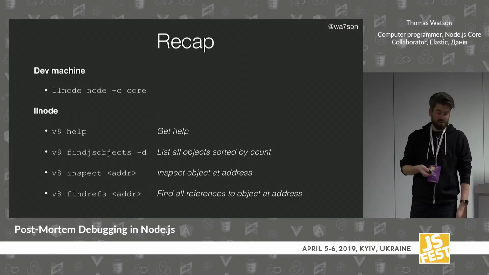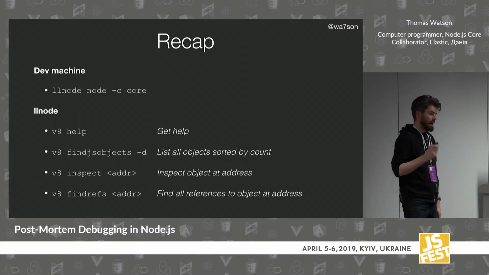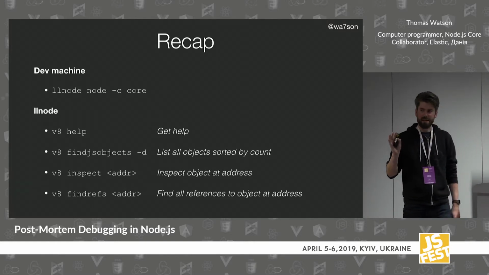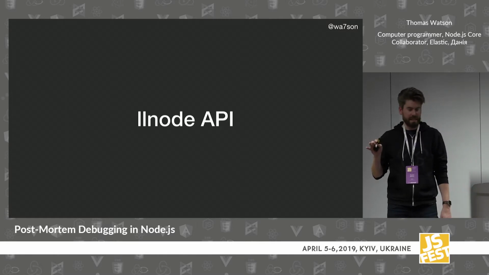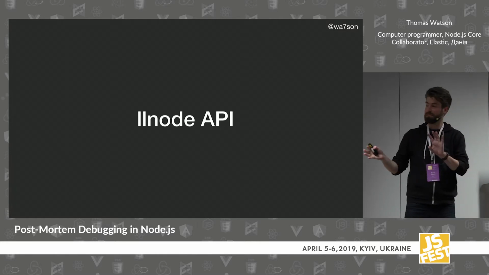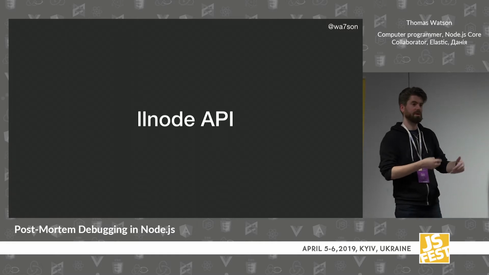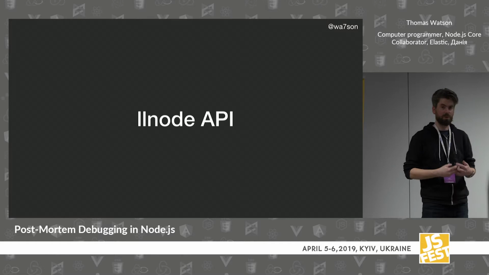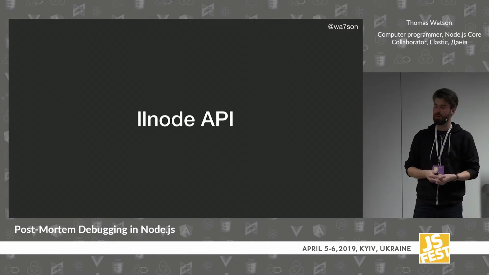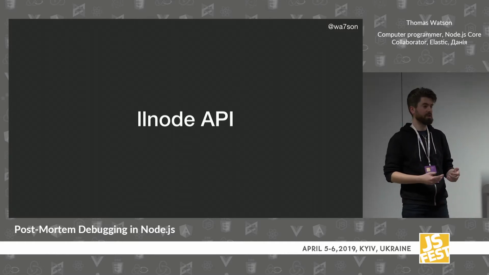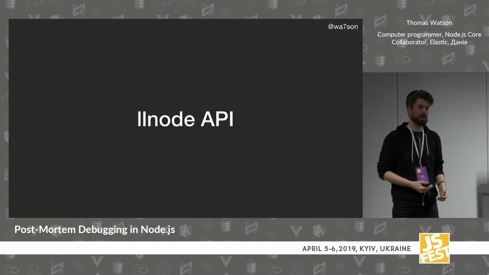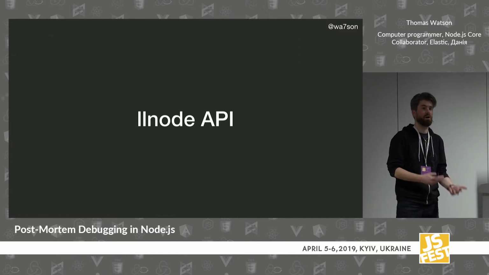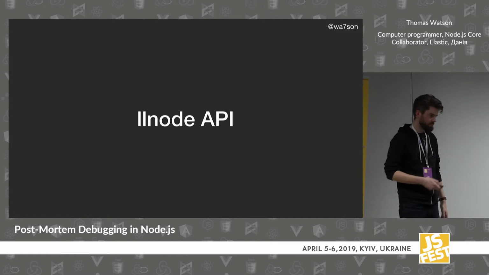So the same recap slide as before. We're not going to go too much into that. Instead, I want to talk about an exciting new thing that landed recently in llnode. And that is, previously, in this talk, until now, we've been using the CLI. We've been using llnode from the command line. But we landed a PR so that we could now also have an API, so you can use it from JavaScript. So you can load a core dump into JavaScript and actually get the objects back into JavaScript.